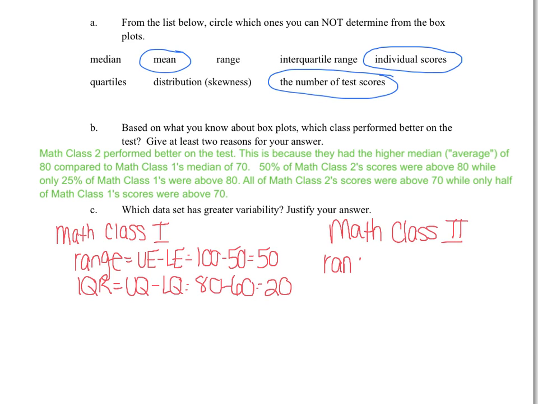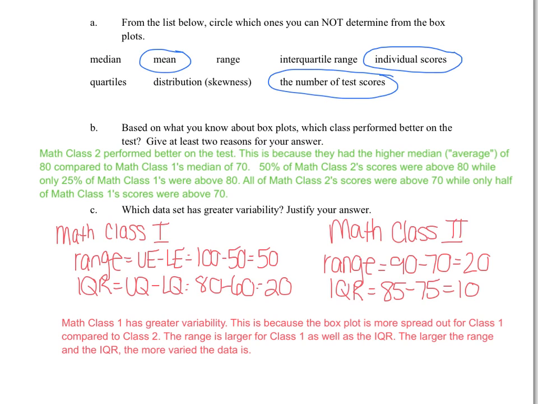the range, again, is the upper extreme minus the lower extreme, so that's going to be 90 minus 70, which is going to be 20. And the IQR is going to be the upper quartile minus the lower quartile, which is 85 minus 75, which equals 10. So Math Class 2 has a smaller range and smaller interquartile range than Math Class 1, which means Math Class 1 has greater variability. And to put that in writing, we have this.